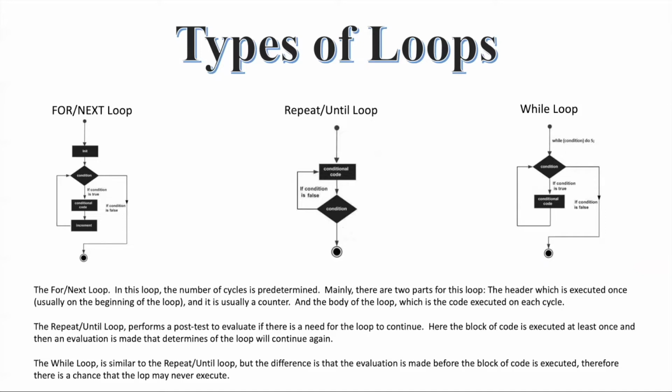Mainly, there are two parts to the loop: the header, which is executed once and is usually in the beginning of the loop, and it's usually a counter, and the body of the loop, which is the code executed for each cycle. A typical for next loop would be: for I equals 1 to 10, print I, next I. So that is a typical one. You upfront are telling the loop, do it for so many times.